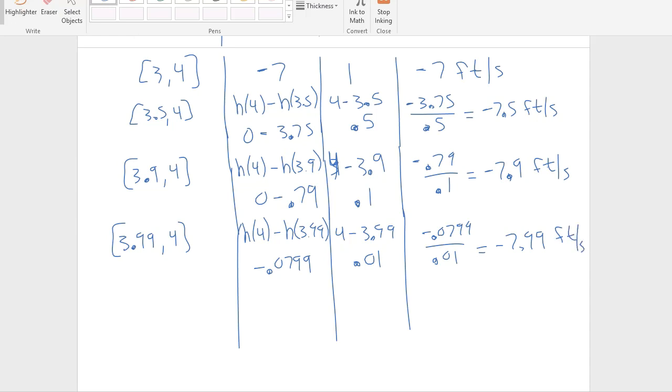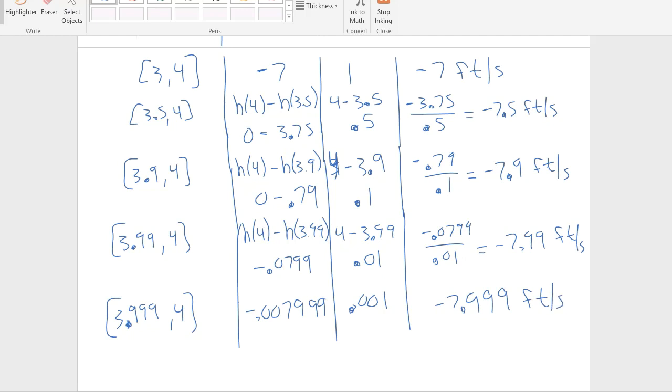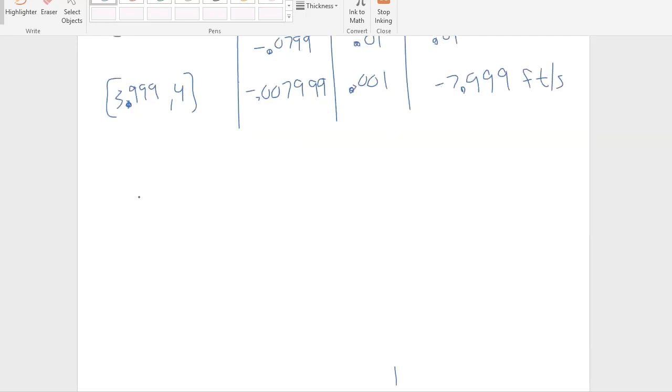I think we can see a pattern happening here. If we do one more, let's say we go from 3.999 to 4 seconds, what are we going to get in that case? Plugging that into the calculator, I get negative 0.007999, and then I have 0.001 as my change in time. When I divide those, I get negative 7.999 feet per second.